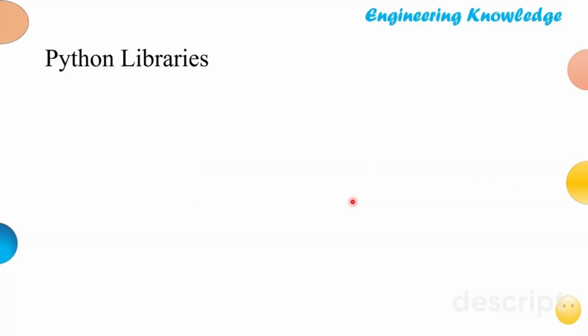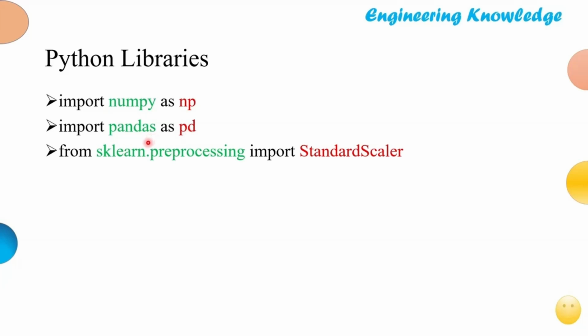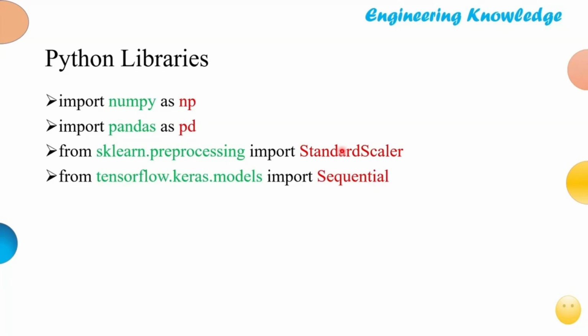For that, we import Python libraries. For mathematical operations, we import NumPy as NP, which means whenever we write NP in Python, it represents the complete library of NumPy. For data handling, we use Pandas. We'll import Pandas as PD. From scikit-learn preprocessing, we will use StandardScaler. Then we will use tensorflow.keras.models to use the Sequential model.